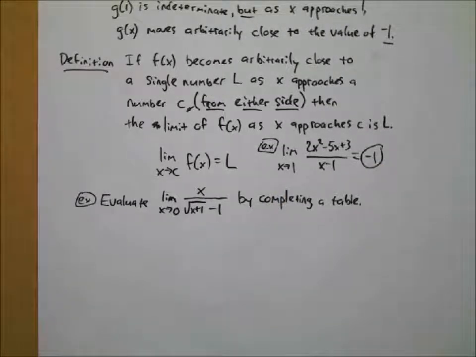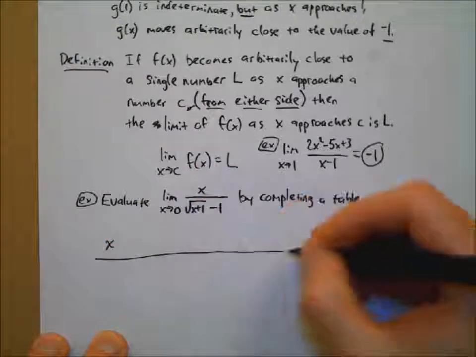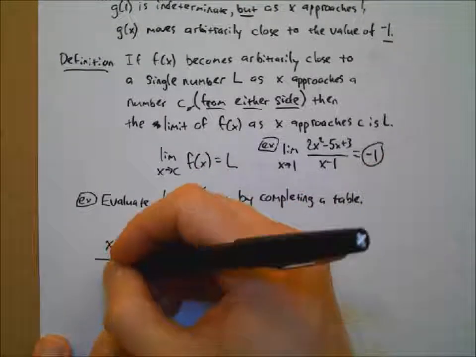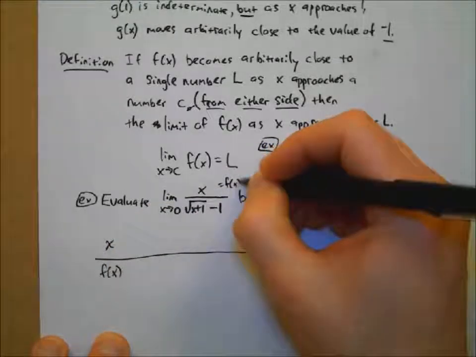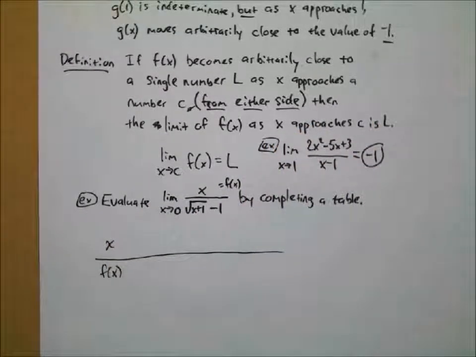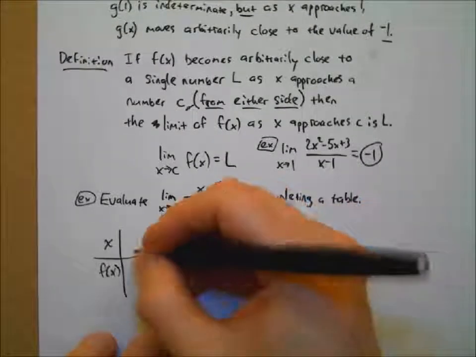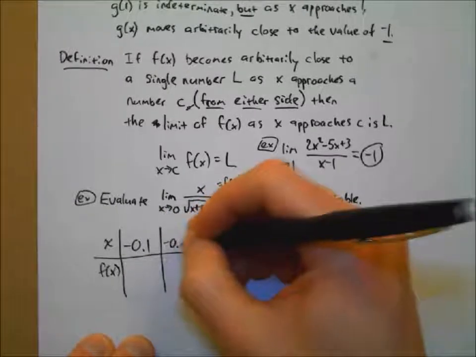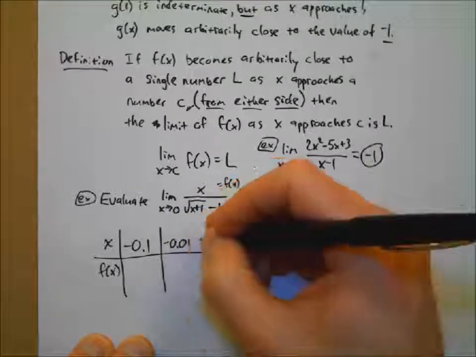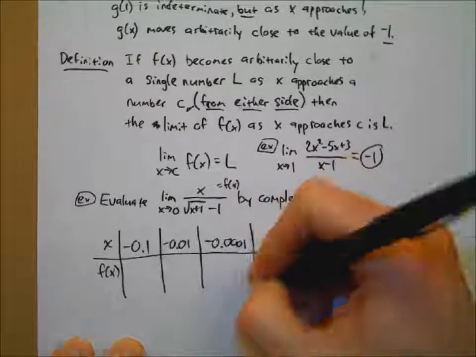So let's make a table here. All right, so we'll make another table just like we did in the earlier example. I'm just going to say this is equal to f of x here, just to make it easier. And so we'll approach 0. So I'll say, I don't know, negative 0.1. We'll do negative 0.01. And we'll do negative 0.0001, because we're approaching 0 from the left there.